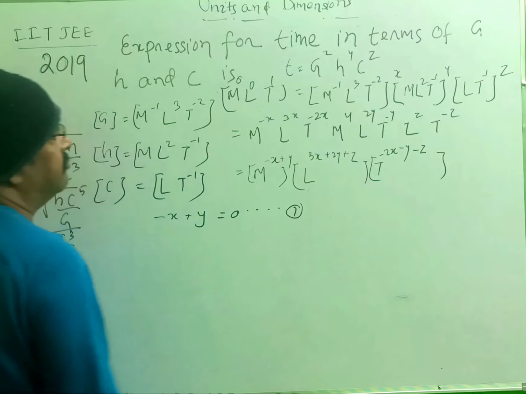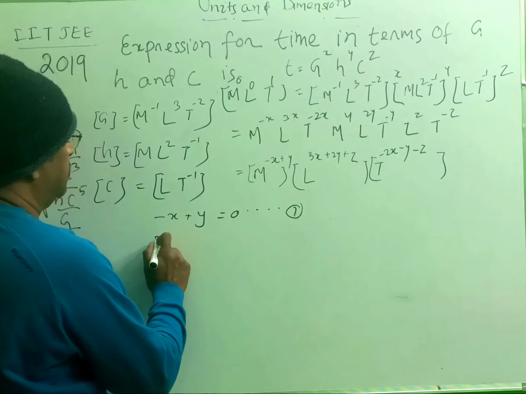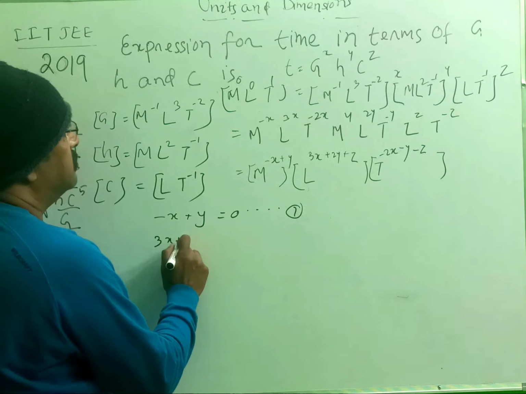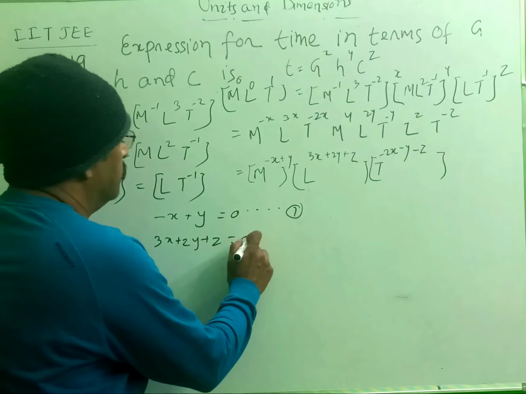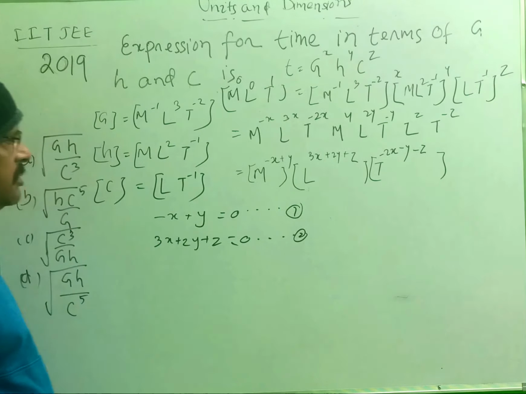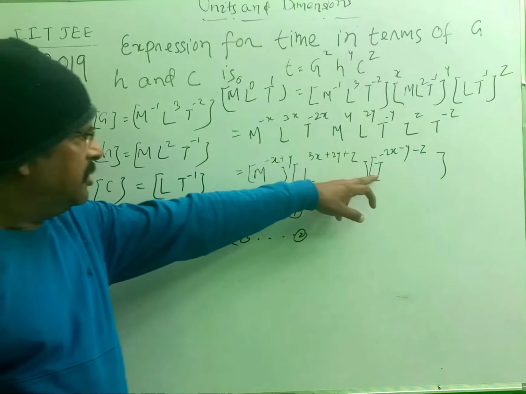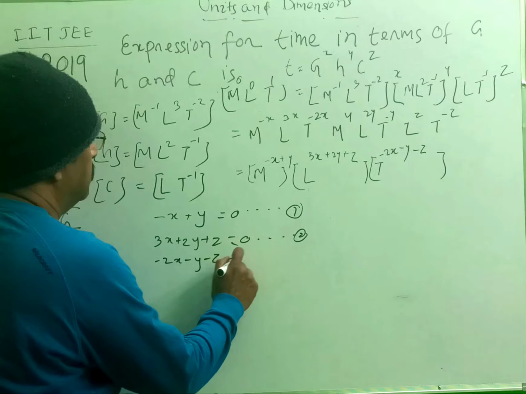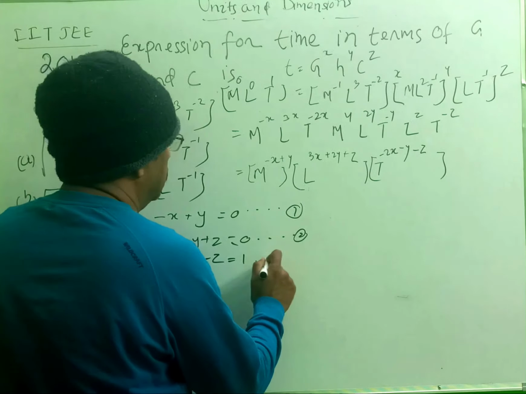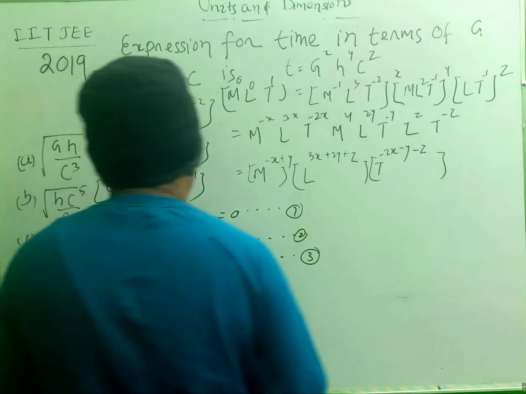Suppose this is equation number 1. Then we write 3x plus 2y plus z is equal to, this is the exponent of length on the right hand side. What is the dimension on the left hand side, student? That is 0. So we write the second equation, and what is the exponent of T on the right hand side? That is minus 2x minus y minus z, but on the left hand side that is 1. So we write minus 2x minus y minus z is equal to 1. This is equation 3. Okay, students.